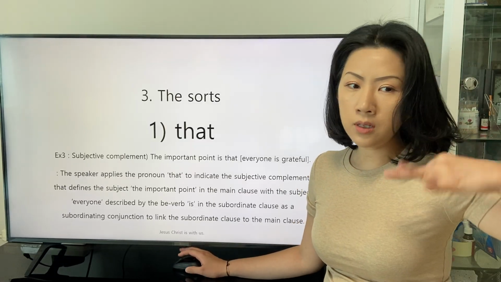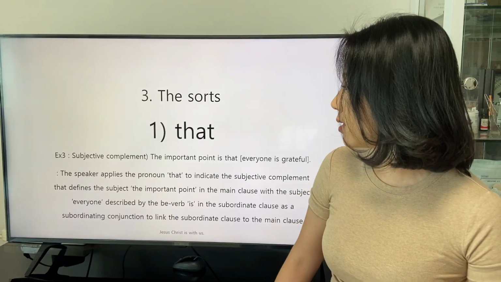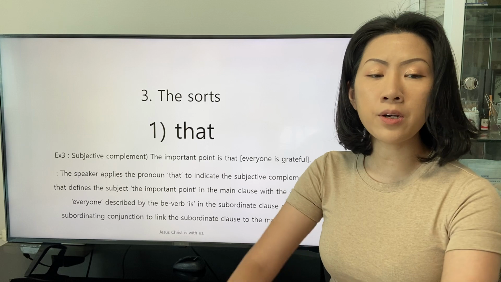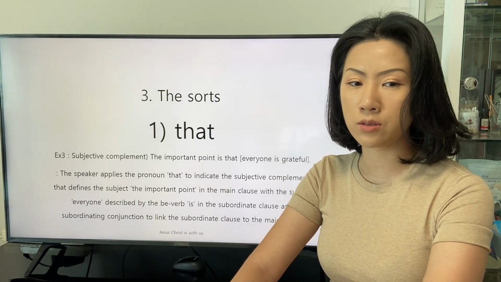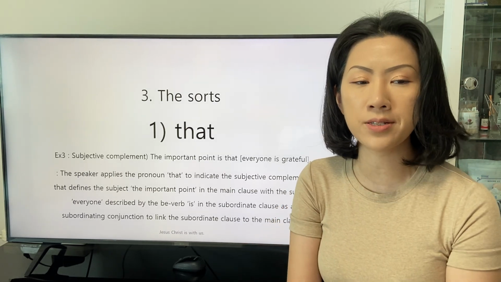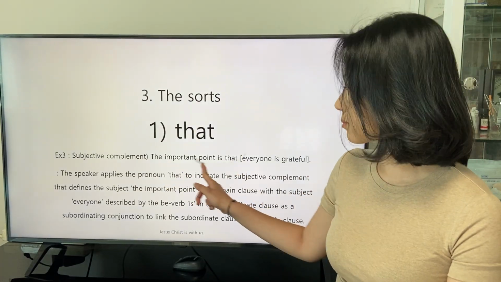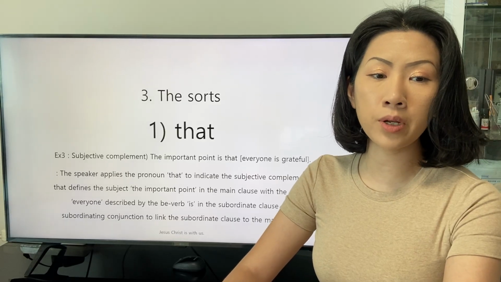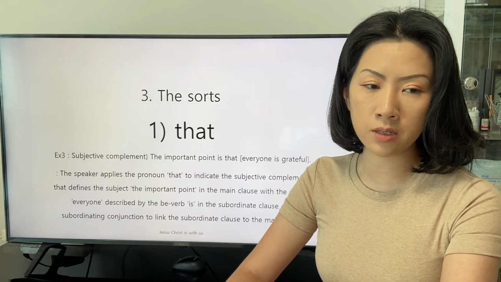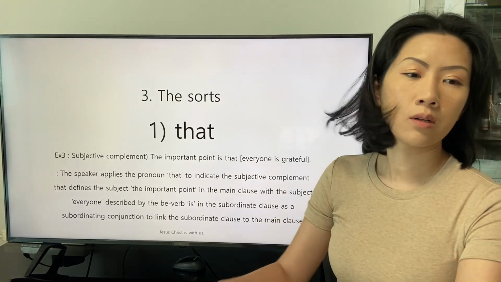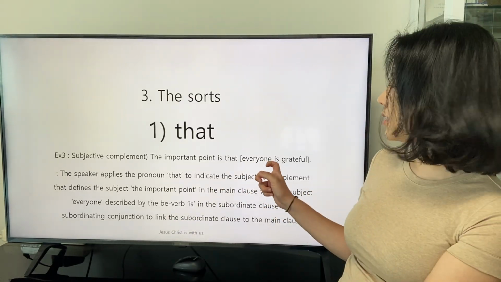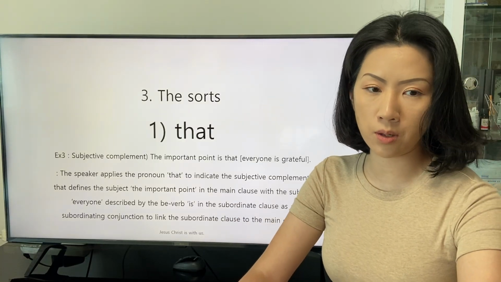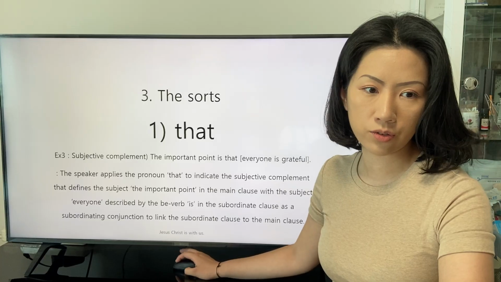The third example is this. The important point is that everyone is grateful. The speaker applies the pronoun that to indicate the subjective complement that defines the subject. The important point in the main clause, with the subject everyone, described by the be verb is in the subordinate clause as a subordinating conjunction to link the subordinate clause to the main clause.